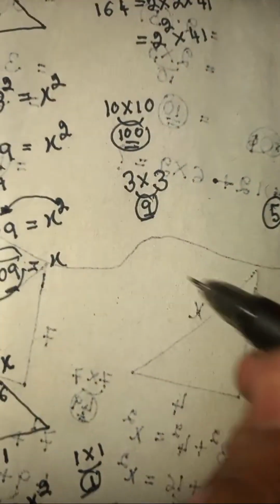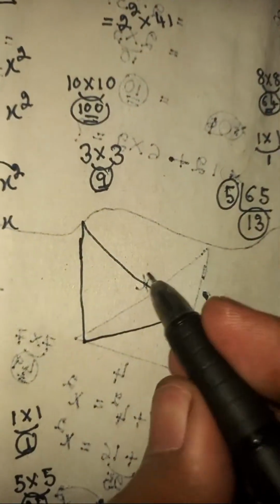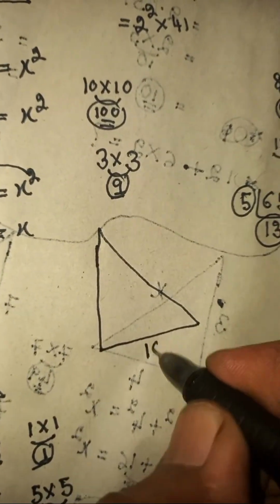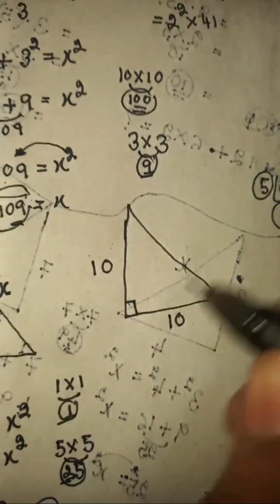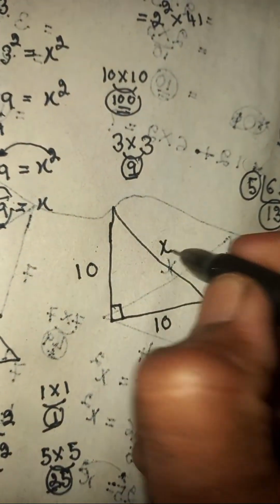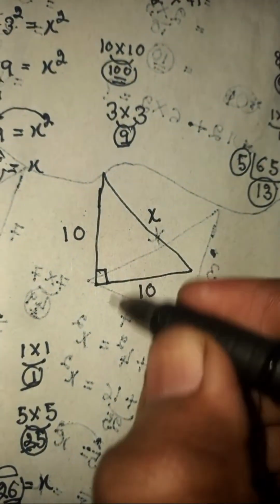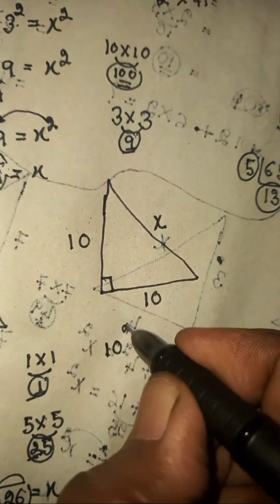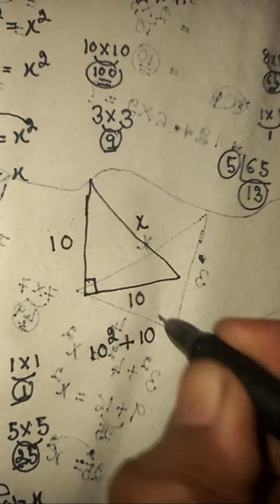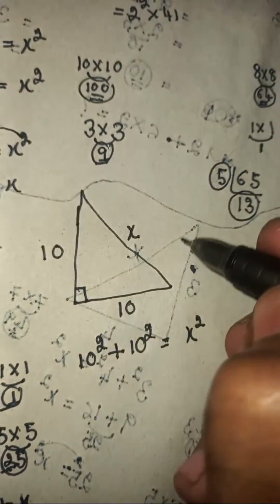Let's take one more problem. Here, they have given this side as 10 units, and this side is also 10 units. This triangle is a right angle triangle. Find out the hypotenuse. You're going to get this side square plus this side square equal to the hypotenuse square. 10 square plus 10 square equal to x square. This x is the hypotenuse.